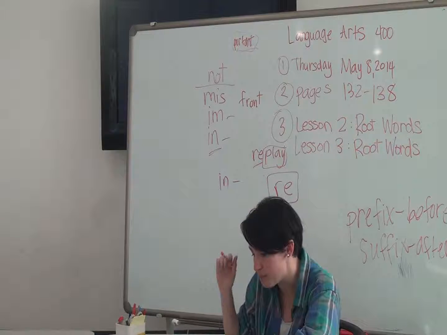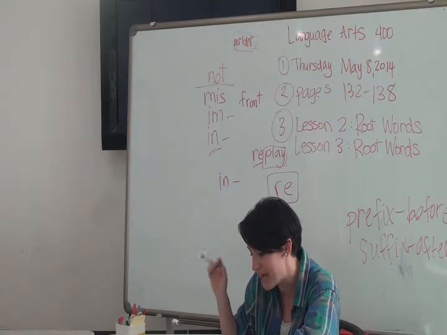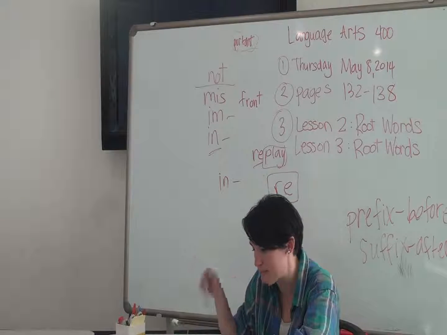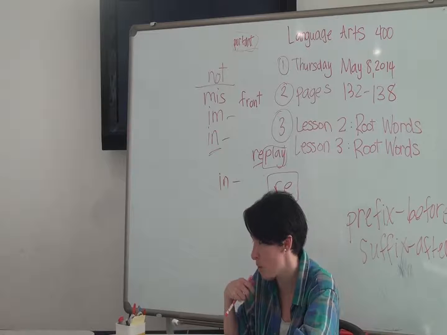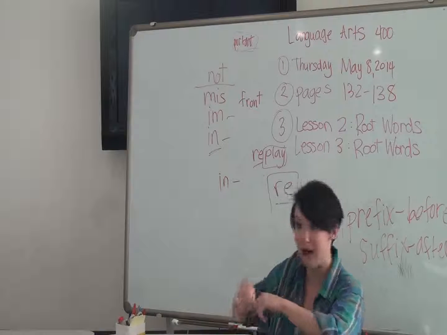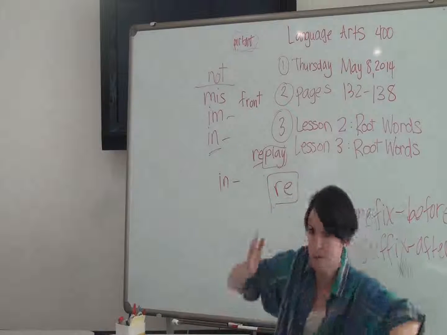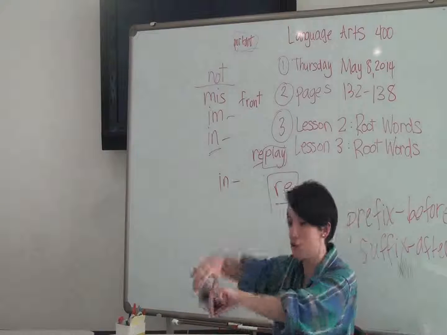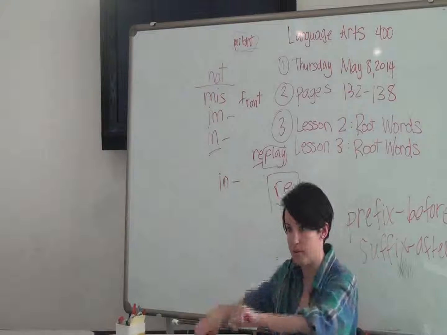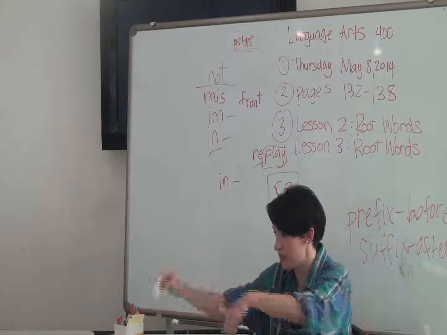Adding able, A-B-L-E, makes a word mean can be. Something that can be. So, for example, spendable. Something that can be spent, right? Spendable, that means I can spend it. Or what else? Bendable. Bend. You know bend? It means move, like this. You can bend your arm. If something is bendable, you can bend it. This is not bendable. This is bendable. Okay? It can be.